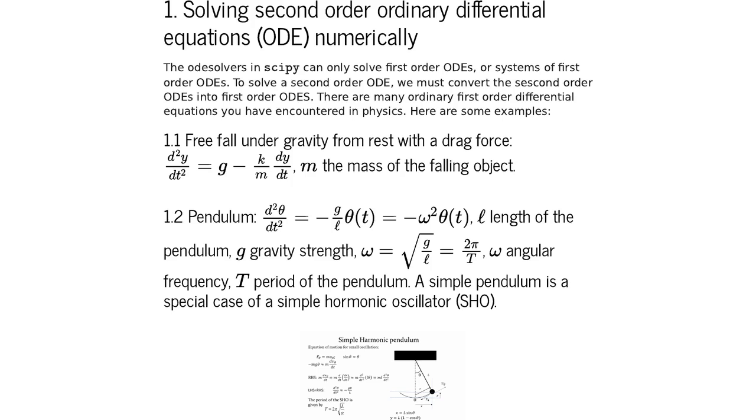For instance, we will consider the motion of an object in free fall under gravity, including the effect of air resistance, described by the equation. The second derivative of position y with respect to time t equals the acceleration due to gravity g, minus a drag term k over m times the first derivative of y with respect to t.